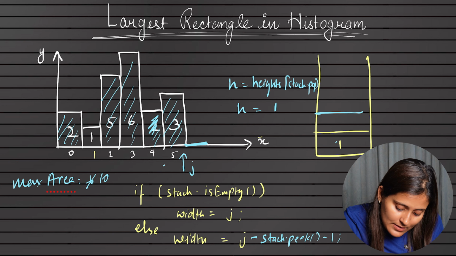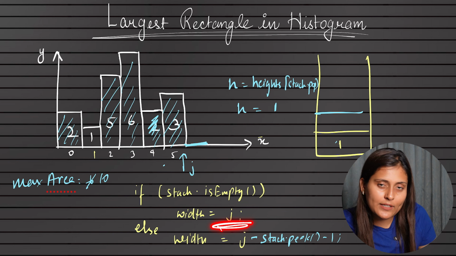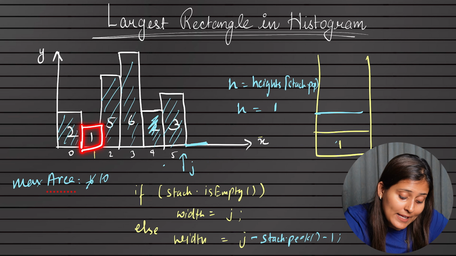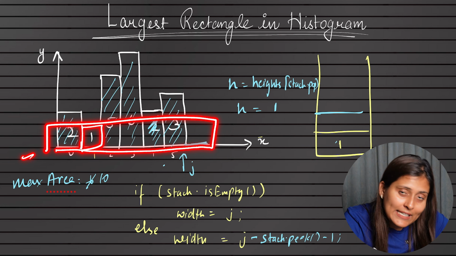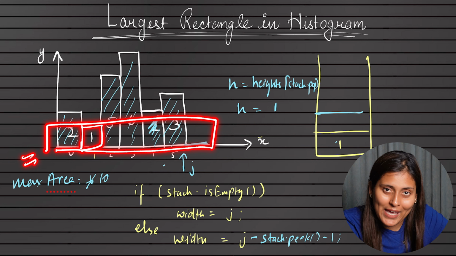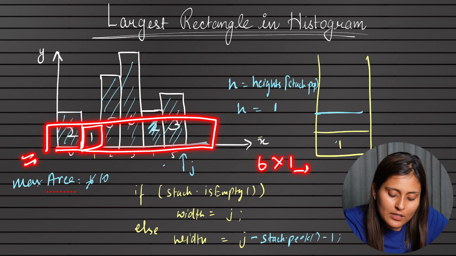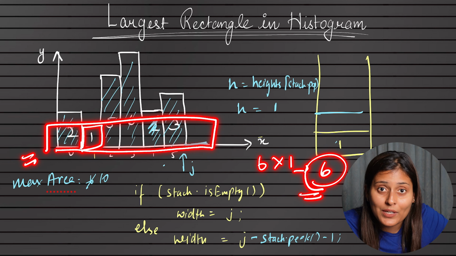Can I say? Yes. So when the stack is empty, we don't have a left smaller element, so how do we calculate the width? It is nothing but j, which is 6. And that's what I said, because 1 is the smallest, so 1 is a valid height for the entire width. Hence the width is 6 multiplied by 1, which gives us an area of 6. Unfortunately, it is not the highest, but this is how we actually calculate.